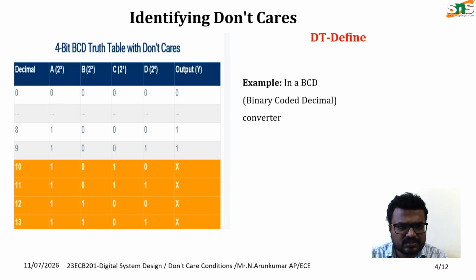Identifying the don't care. In this case we are going to verify the truth tables with the help of this don't care condition. Let us consider the example of a binary coded decimal converter. Here the possible combinations are written as A, B, C, D input signals. After that, it has to be converted from decimal to binary signals, binary coded decimal signals, so that we can verify the table by using zeros and ones. Here the output X indicates the possible combination to be marked as 0 or 1 in the respective tables.